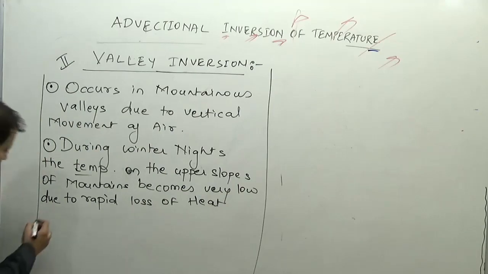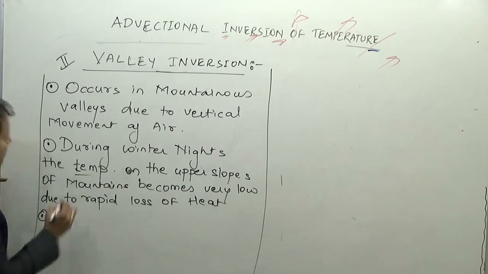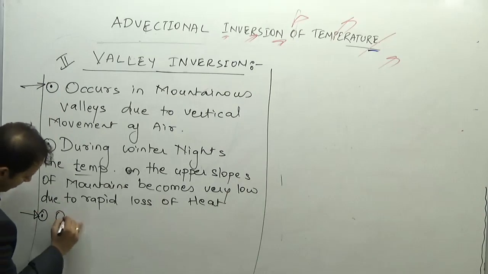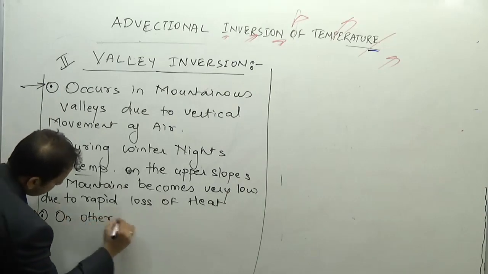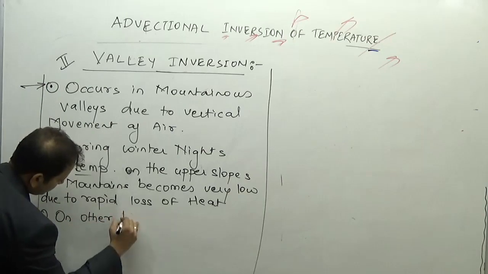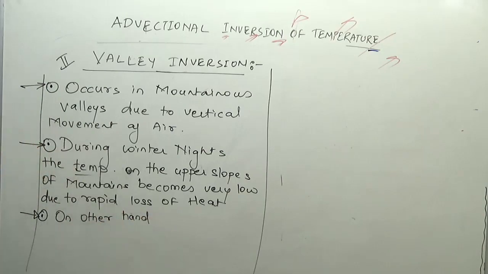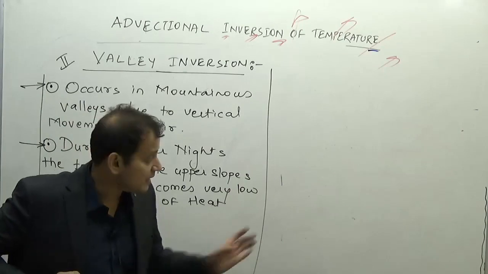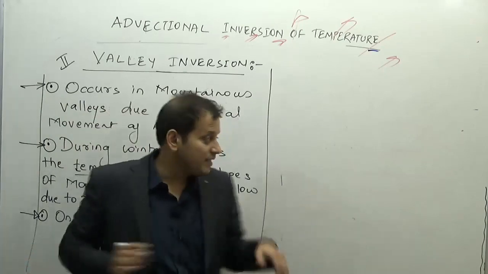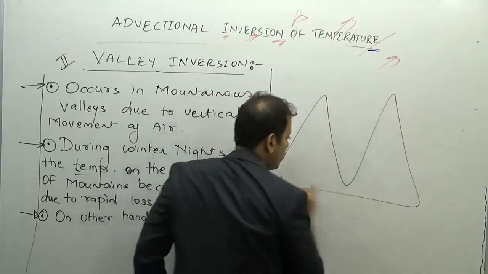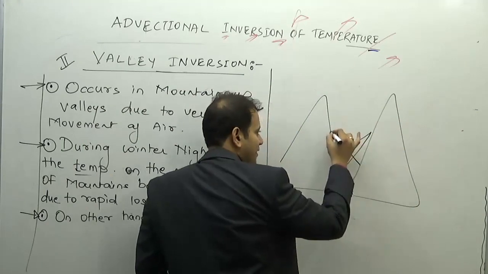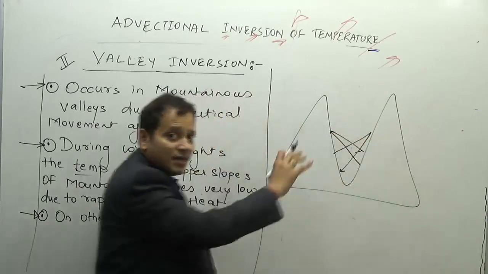On the other hand, due to less loss of heat. Why due to less loss of heat? As I told you, the heat is trapped. These mountain slopes, if these are the two mountain slopes, while losing heat, the heat is trapped, reflected, again trapped, again reflected, so this area remains warm.